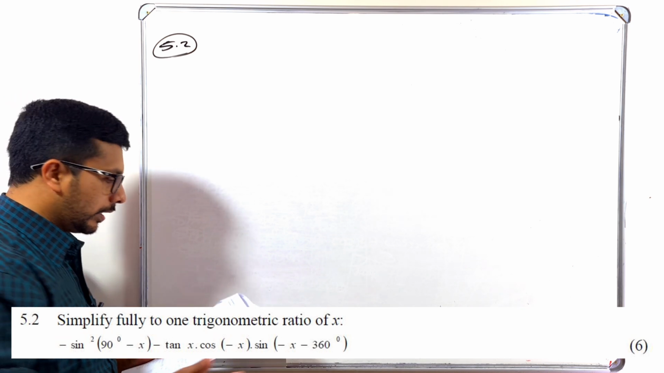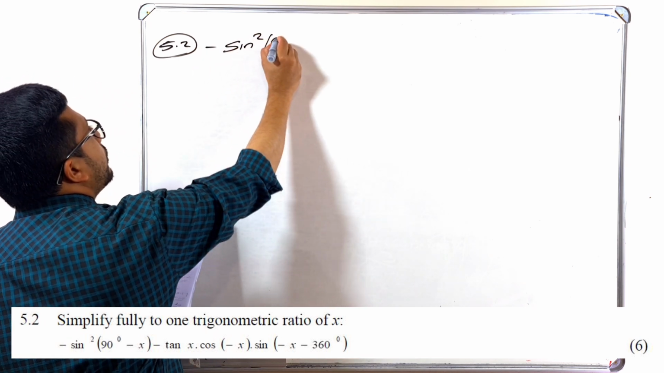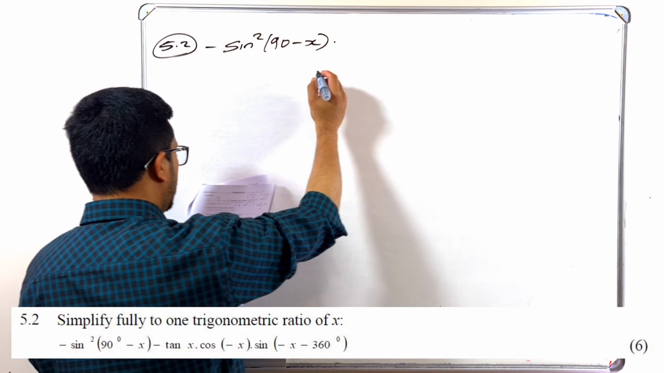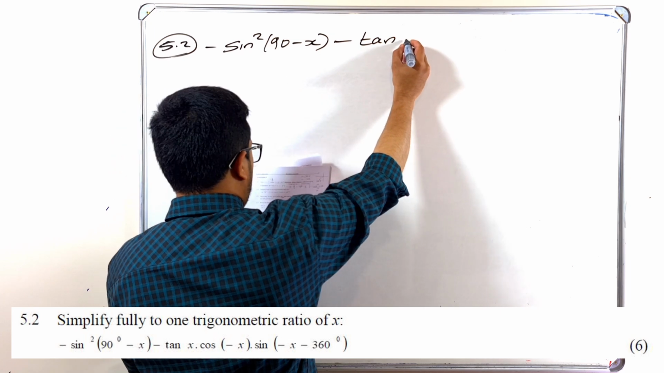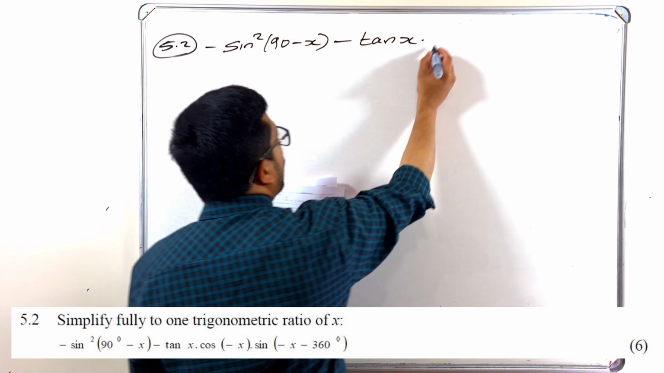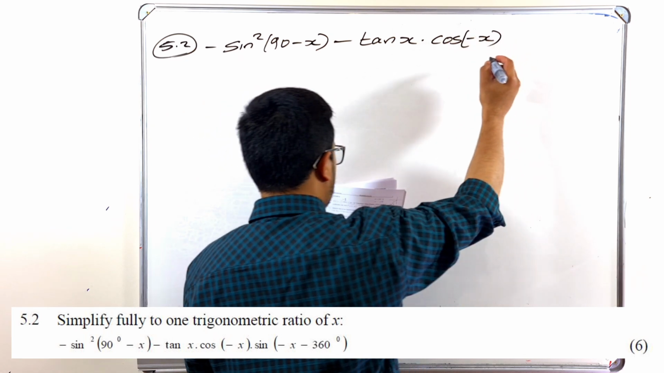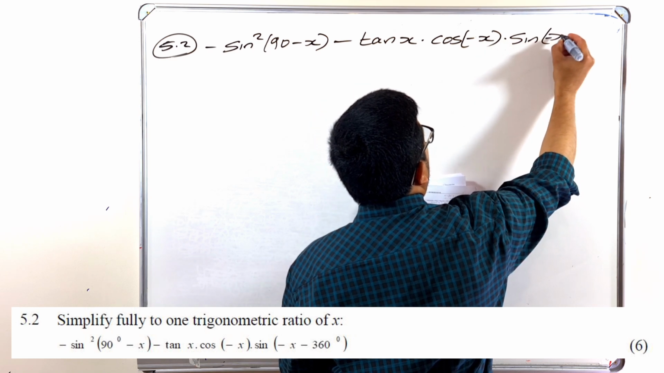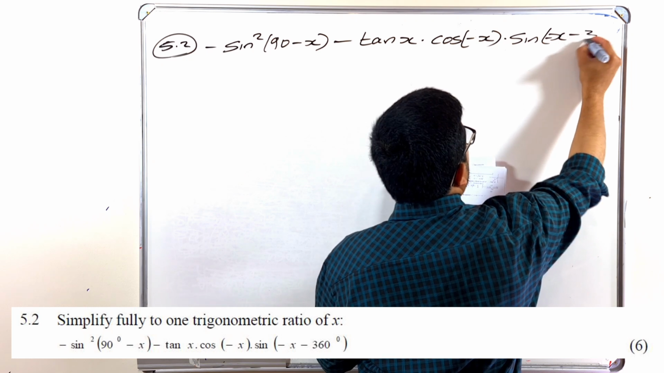So what is that expression? Minus sine square of 90 minus x, minus tan x, times cos of minus x, times sine of minus x minus 360.